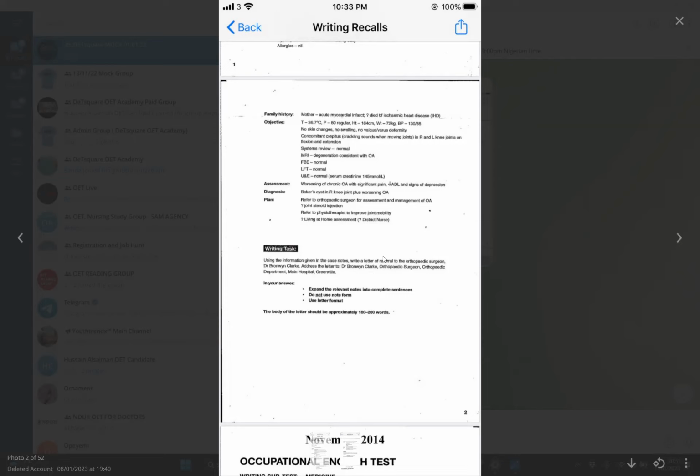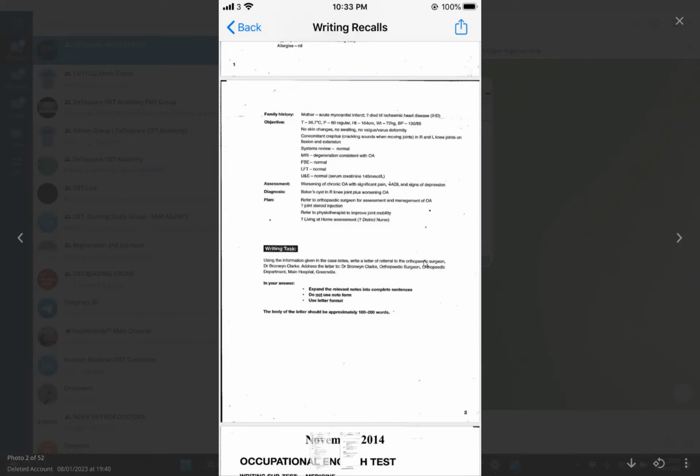In this writing task, we are trying to watch out for the purpose, but the purpose is not clearly stated. What you want the reader to do for the patient is not clearly stated. So what we now do is to go for the plan of the day to see if we can figure out what the purpose of this letter is. The plan, the first thing is referred to orthopedic surgeon for assessment and management of osteoarthritis. So the purpose of this letter, why we are writing this letter to this orthopedic surgeon, is for the orthopedic surgeon to assess and manage this patient for osteoarthritis.